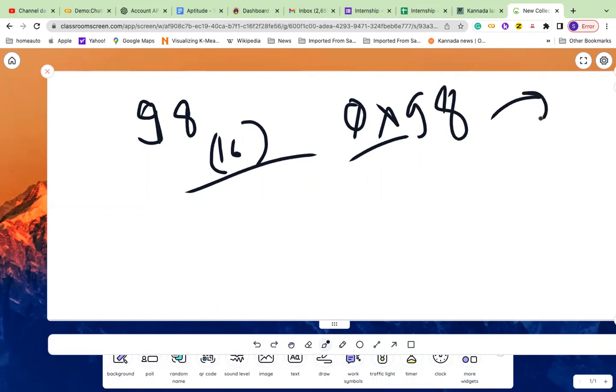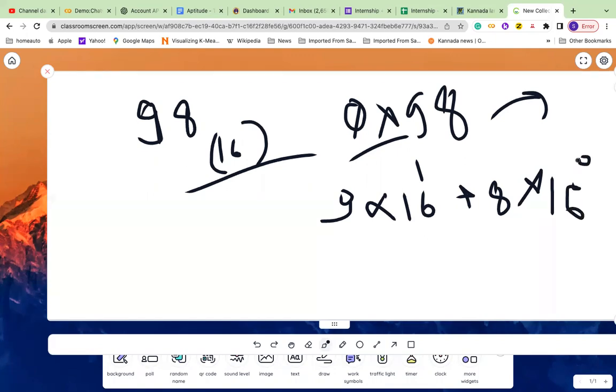Okay, if I have to convert into decimal, how should I convert? I should convert 9 into 16 to the power of 1, and 8 into 16 to the power of 0. So if you are not that comfortable, you can convert into binary and then compute from the binary. So it's up to you how you want to do it.